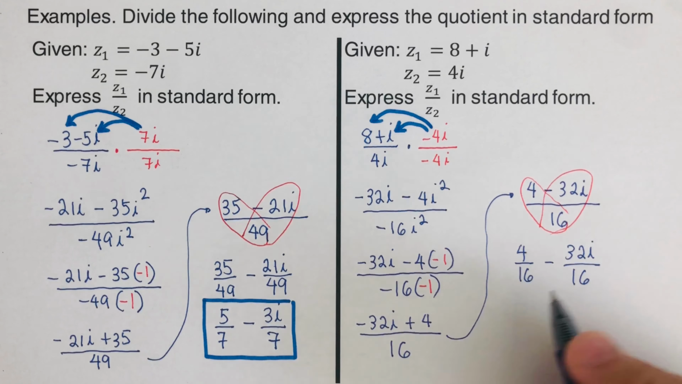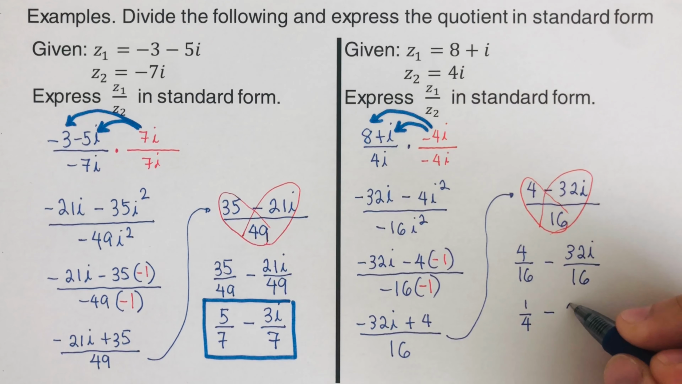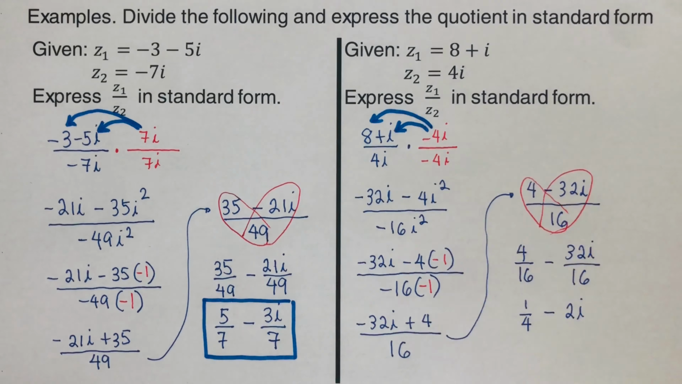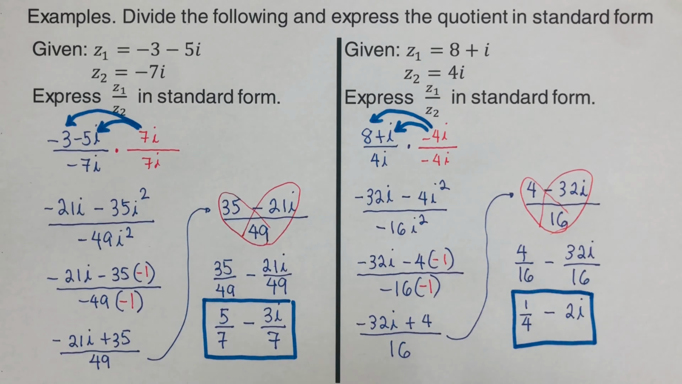So 4 over 16 can be reduced to 1/4, and then 32 divided by 16 is 2, and we get an i. So this is the quotient of this expression right here. Did you get the same answers as this?